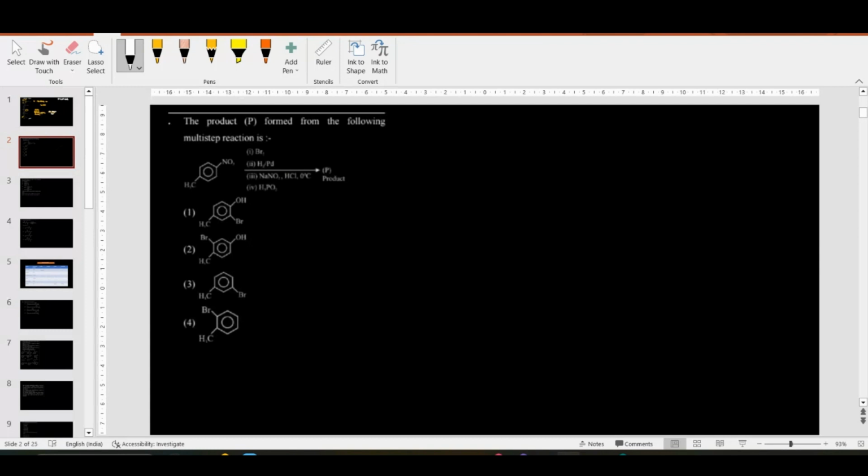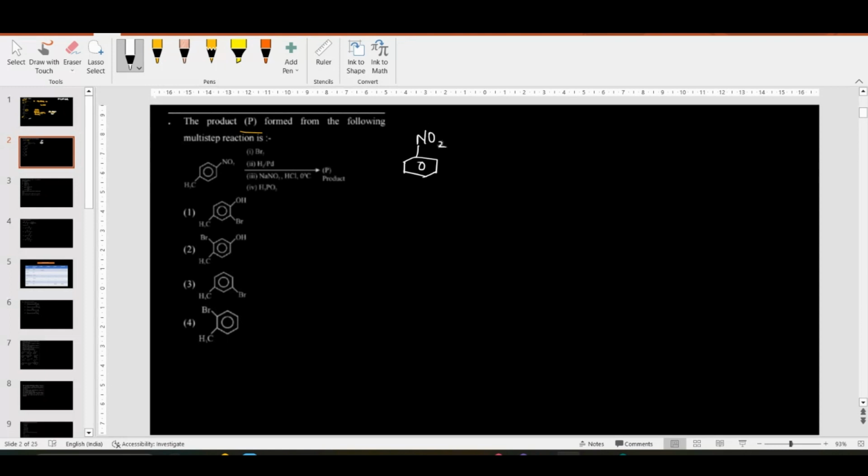These are all questions from JEE Mains 2023, 8th and 10th April shift. So let's discuss this question now. The product P formed from the following multi-step reaction. They have given a few reagents. Initially they have given this compound. So now let's start doing this. They have given this one, right?